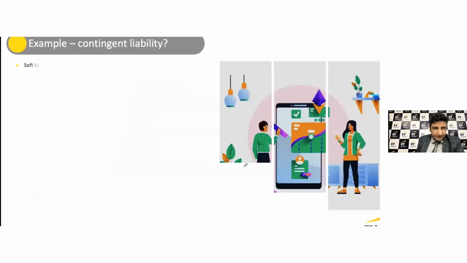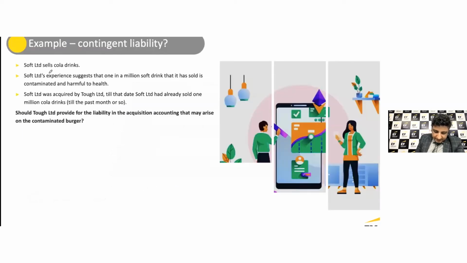For example, I'm given this scenario: Soft Limited sells cola drinks, and its experience suggests that 1 in a million soft drinks that have been sold is contaminated and harmful to health. This is the prior trend or history. Now, Soft Limited was acquired by Tough Limited, and until that point in time, Soft had already sold 1 million such drinks. Now, the question is whether Tough Limited should provide for the liability at the starting point itself.